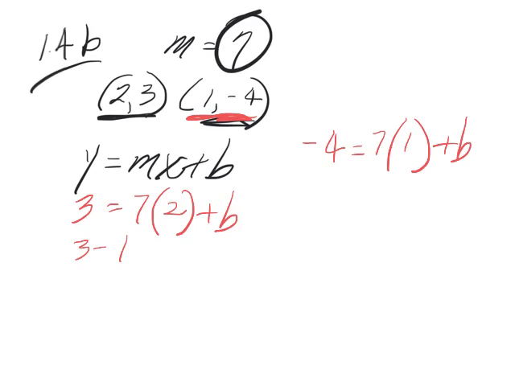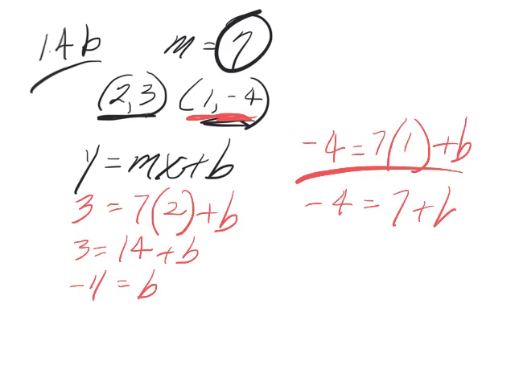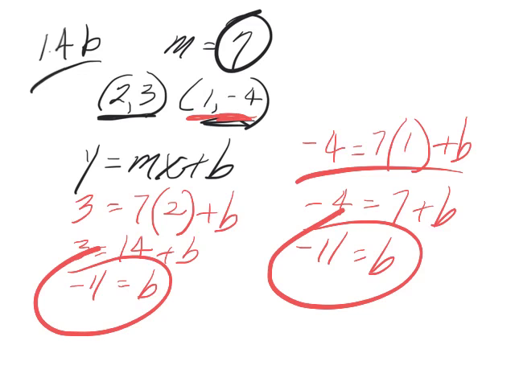So 3 = 14 + b. That means we have -11 = b. And if we use this one over here, we're going to get -4 = 7 + b. Subtract 7 from both sides, and we also get -11. So whichever point you choose, you're going to get the same y-intercept, because the line goes through this point and this point, so it has to go through the same y-intercept.